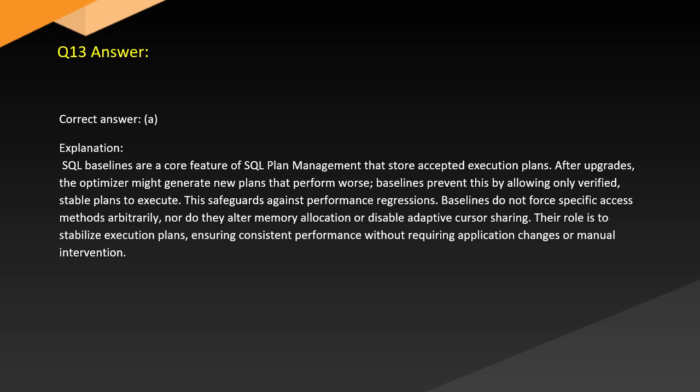Answer. Correct answer: A. Explanation. SQL baselines are a core feature of SQL plan management that store accepted execution plans. After upgrades, the optimizer might generate new plans that perform worse. Baselines prevent this by allowing only verified, stable plans to execute. This safeguards against performance regressions. Baselines do not force specific access methods arbitrarily, nor do they alter memory allocation or disable adaptive cursor sharing. Their role is to stabilize execution plans, ensuring consistent performance without requiring application change or manual intervention.